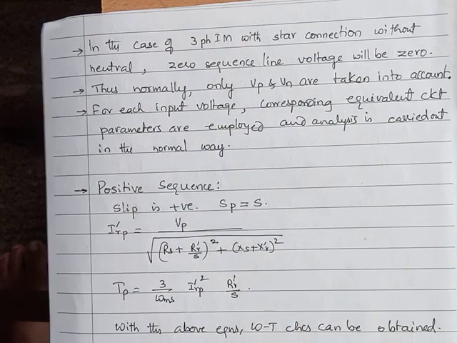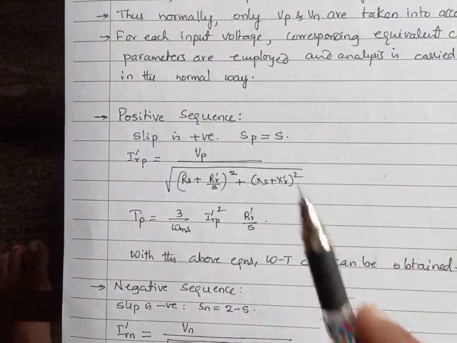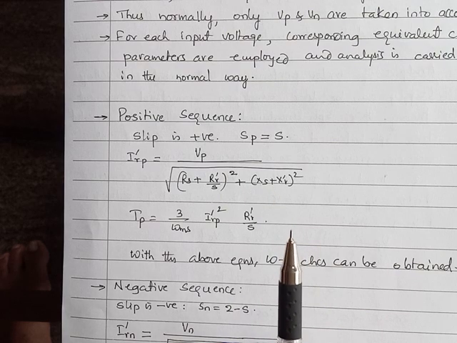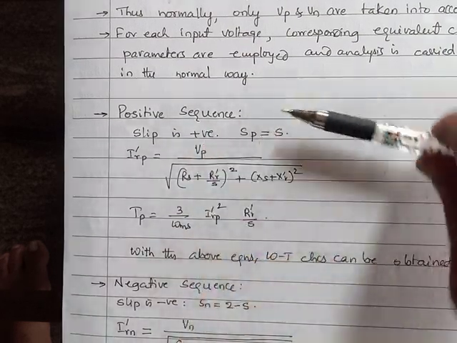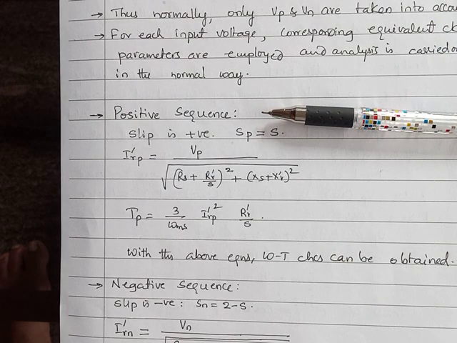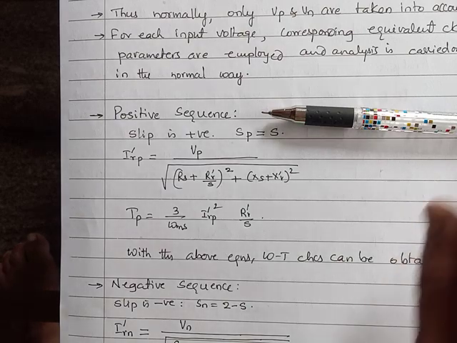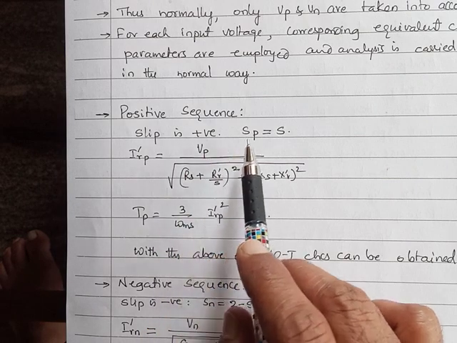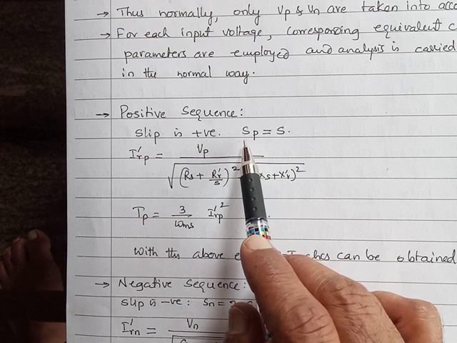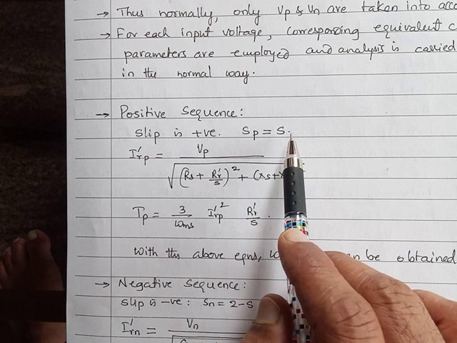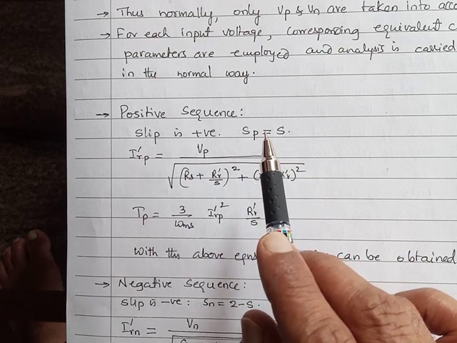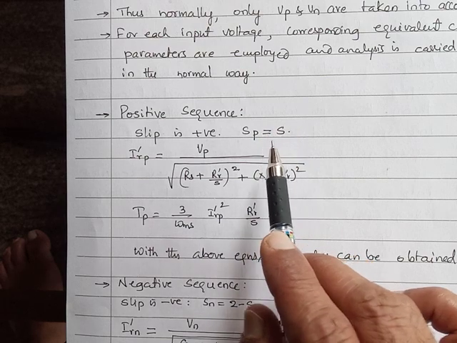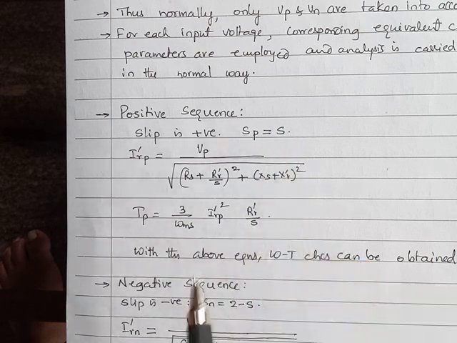Here we are considering only a positive sequence and negative sequence. First we will consider the positive sequence. Look at this, the positive sequence. I am doing the analysis with positive sequence voltage, and when it is a positive sequence voltage, the slip is positive. If the slip for positive sequence is Sp, then it is equal to S itself. The positive sequence slip is the same as actual slip. Sp is equal to S.